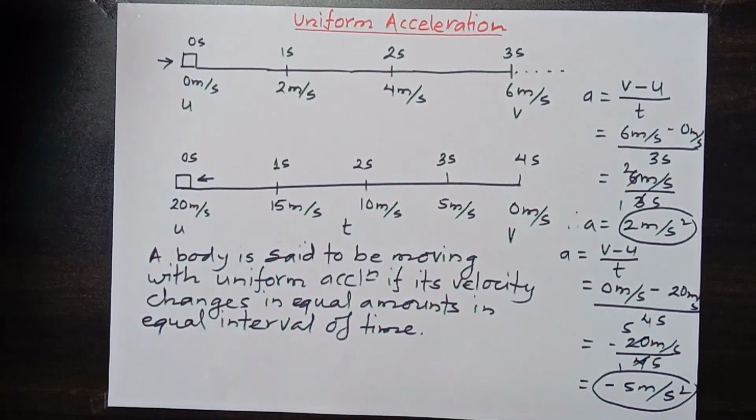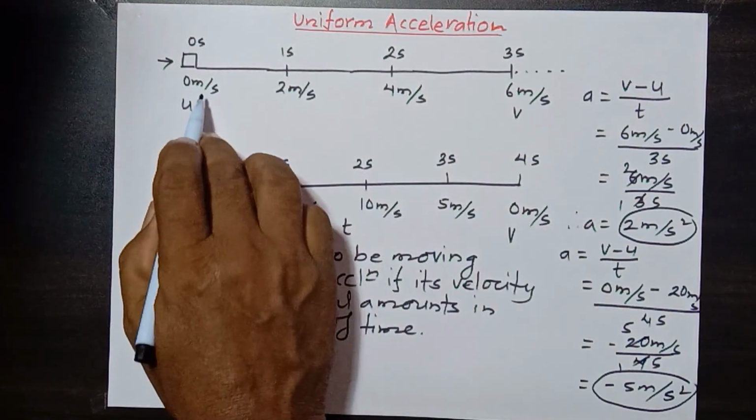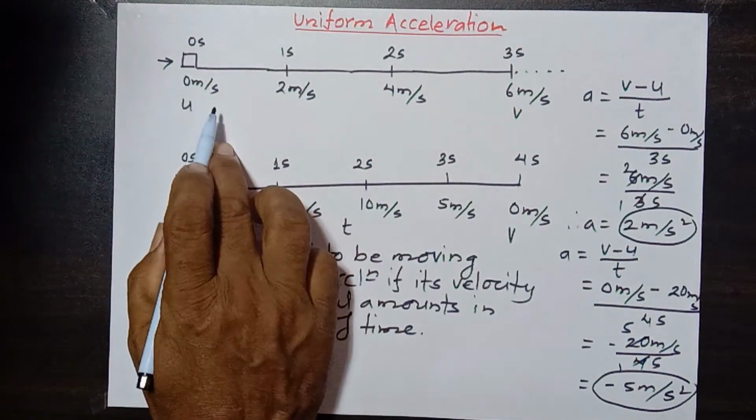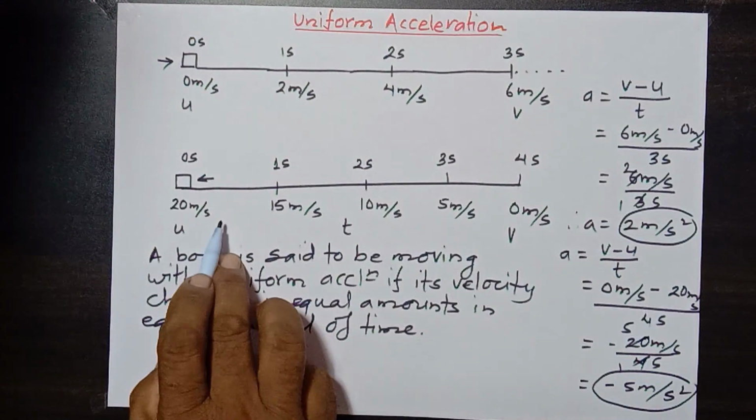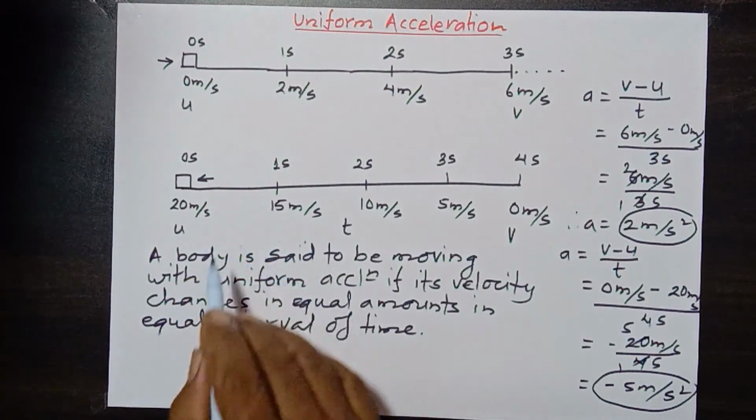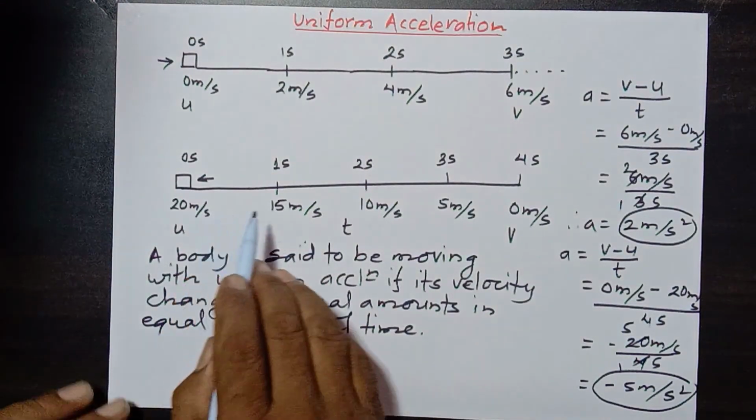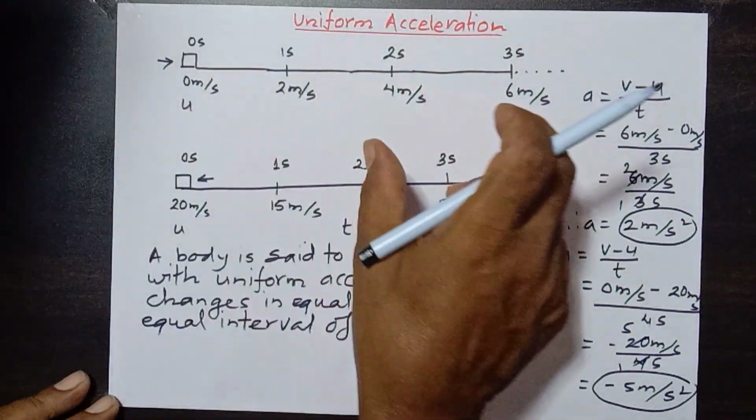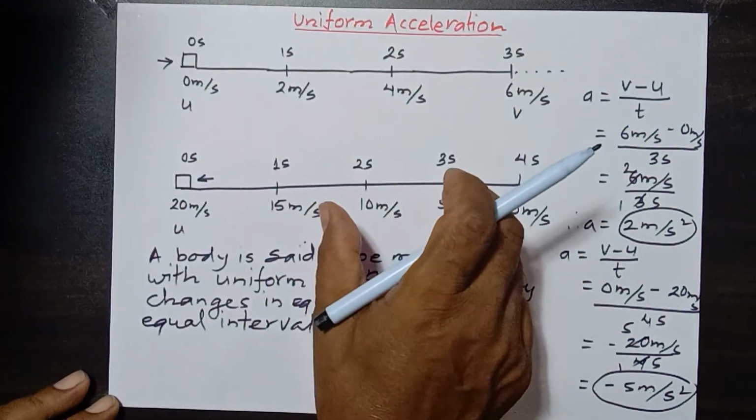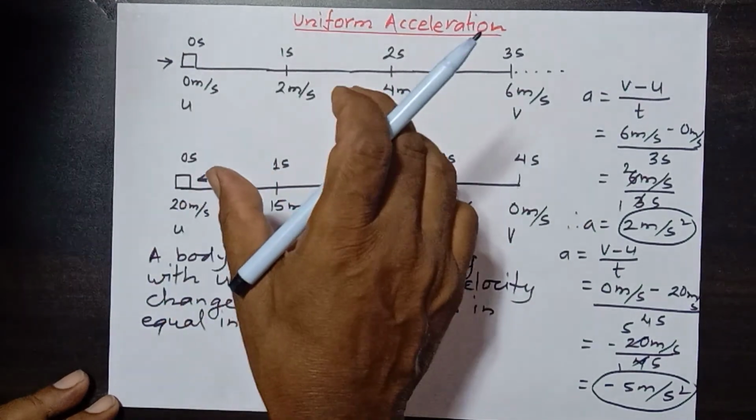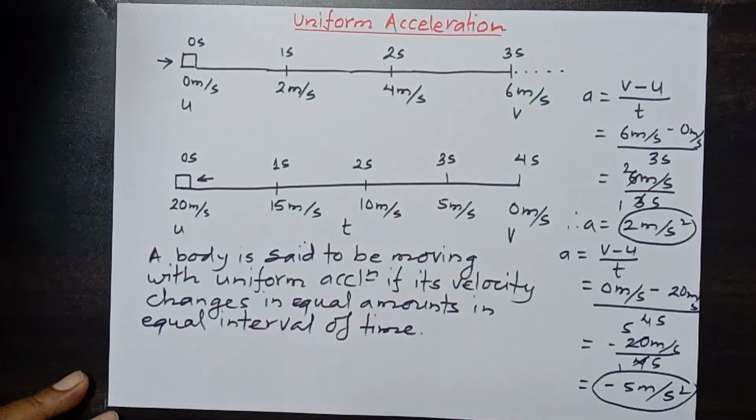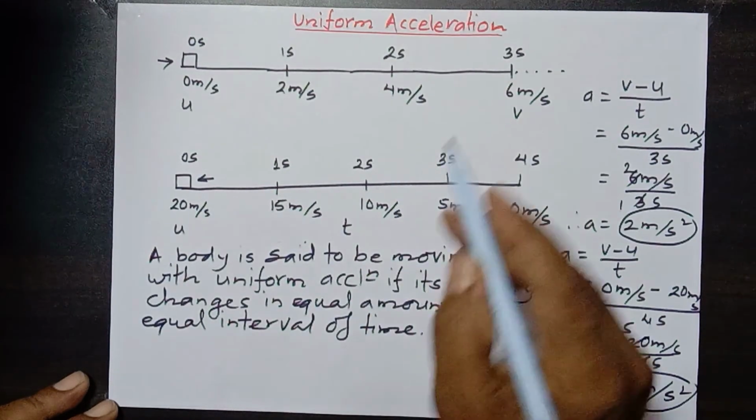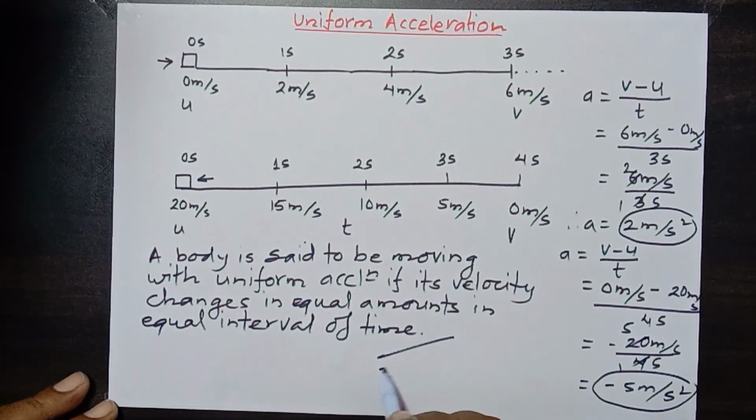Look at this. In this case also, the change of velocity in every 1 second is 2 meter per second. In this case, the change of velocity in every 1 second is minus 5 meter per second. In equal intervals of time, the change of velocity is equal in this case also, in this case also. That's why in both the cases, the body is moving with uniform acceleration. Okay, this much for today.